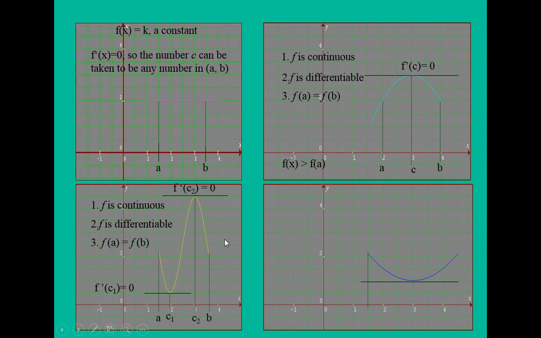And another graph. We have a continuous function that's differentiable on that open interval, f of a equals f of b. So between a and b, there has to be some value c such that f prime of c equals 0.